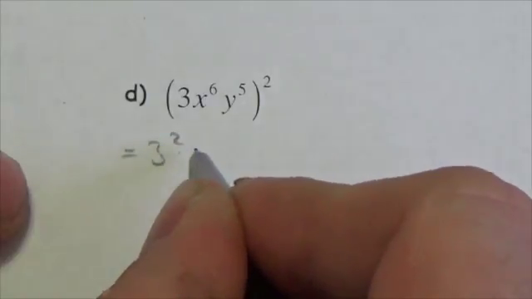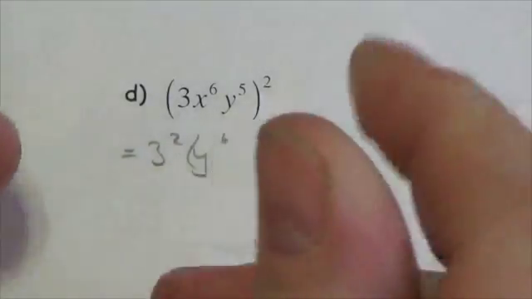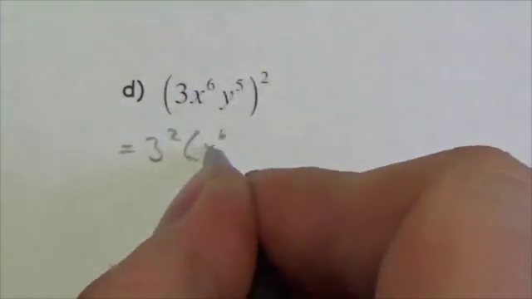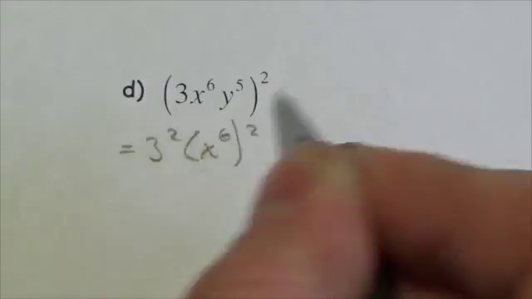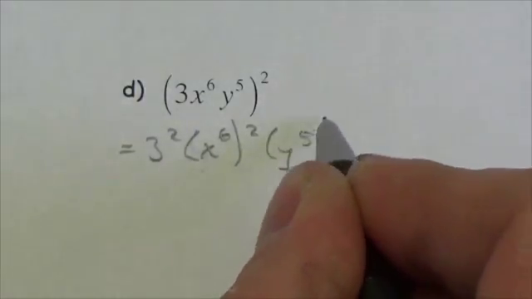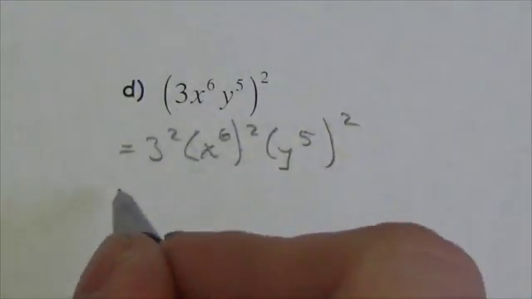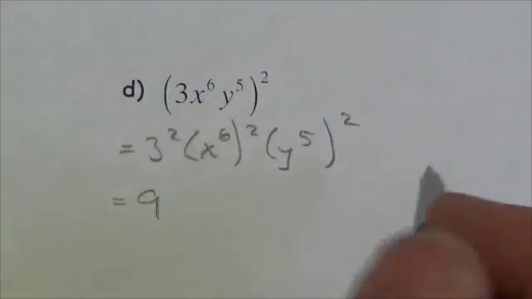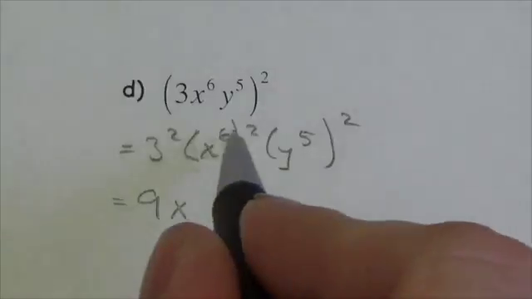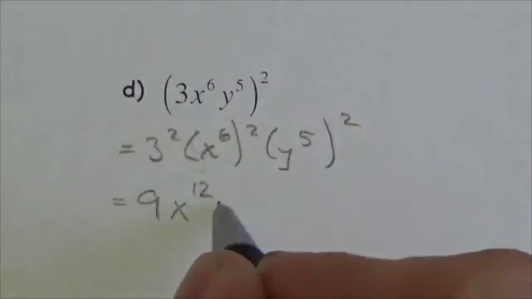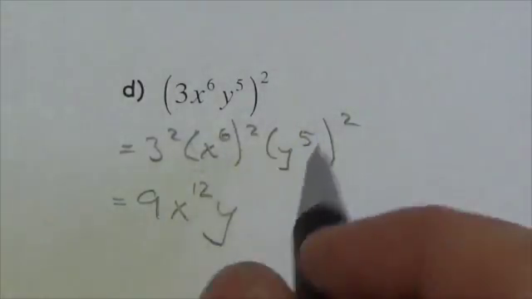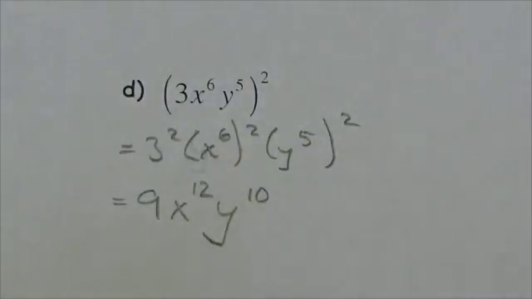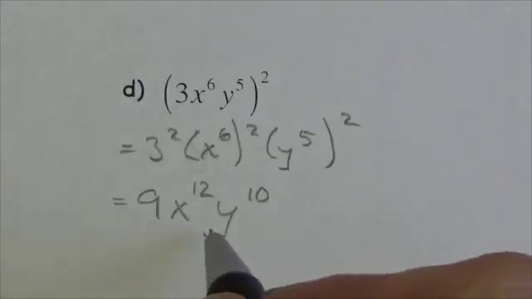So this will become 3 squared. Oops, sorry, not y to the 6th, x to the 6th. x to the 6th squared. And then this will be y to the 5th squared. Okay, well 3 squared is 9. I've got a power of a power, so this will become x to the, well, product of those two, so 12. And another power of a power, so the exponent will just be the product of those two exponents, so y to the power of 10. So 9x to the 12 times y to the 10.